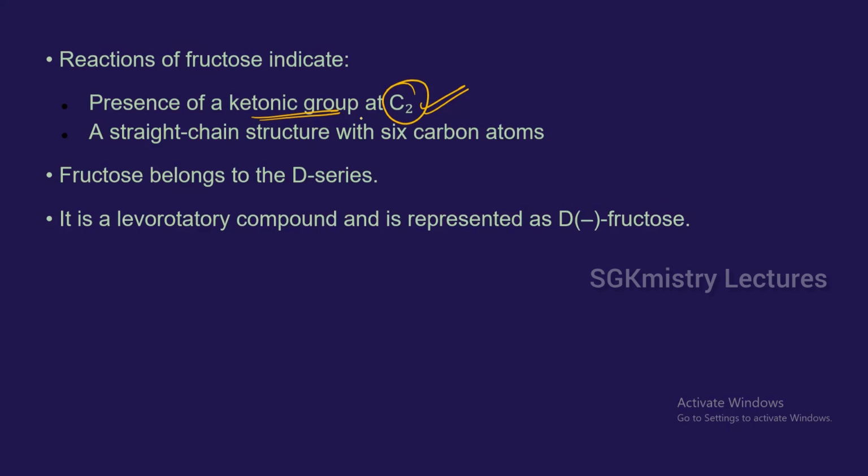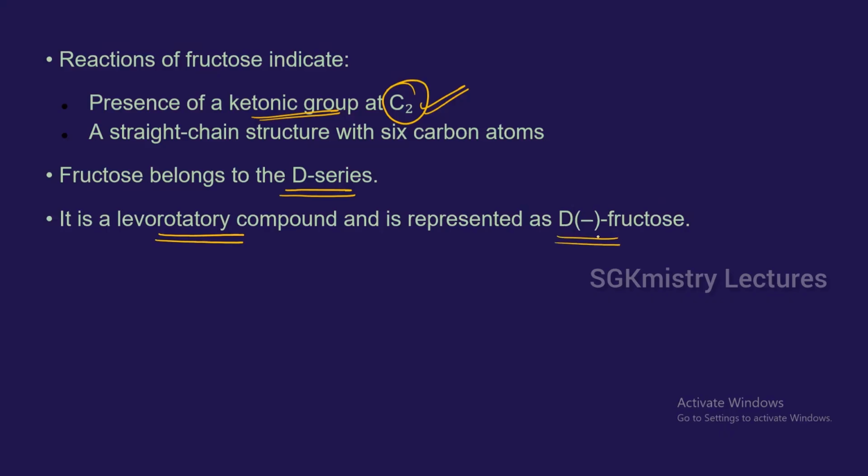Okay. And again, it is a straight chain structure where the carbons are attached to each other in the form of a straight chain. There is no branching as such, like that of glucose. And again, it belongs to the D series, like glucose. And it is a levorotatory compound. So that's why we name it as D minus fructose.